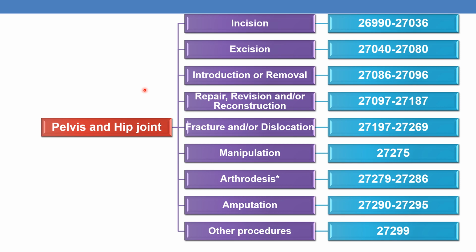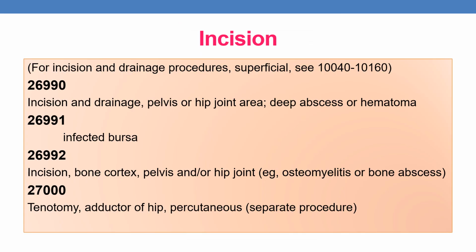27097 to 27187. And for fracture and or dislocation, the CPT range is 27197 to 27269. And for manipulation, the CPT range is 27275. And for arthrodesis, the CPT range is 27297 to 27296. And for amputation, the range is 27290 to 27295. And finally, other procedures, it has only one CPT. That is 27299. Coming to incision.